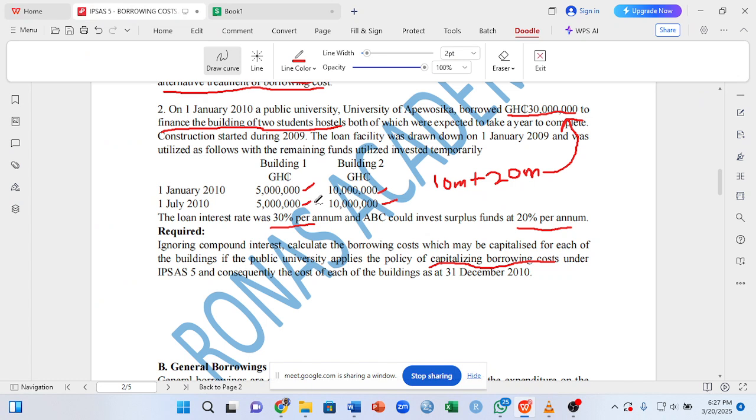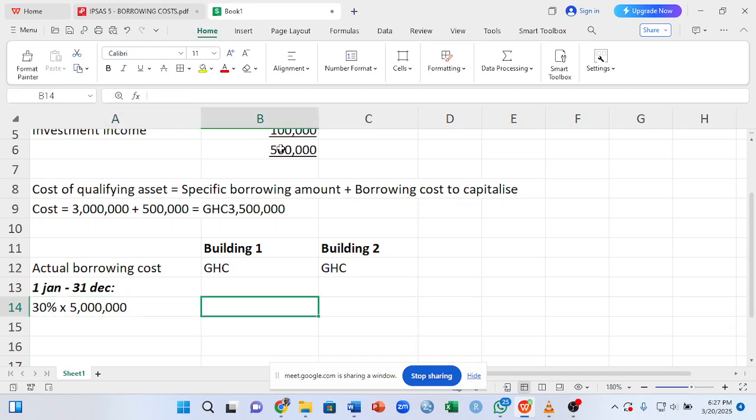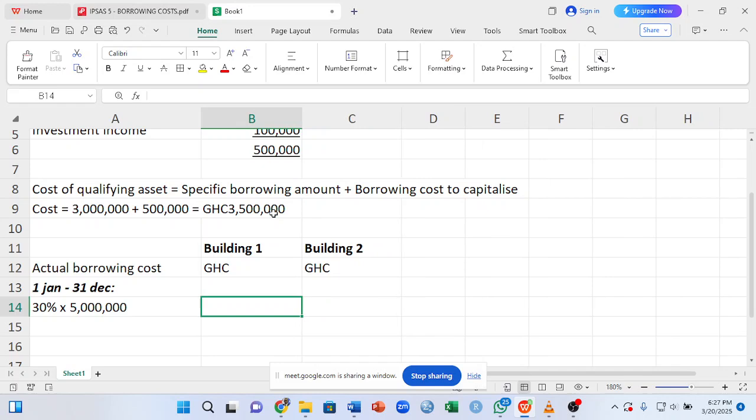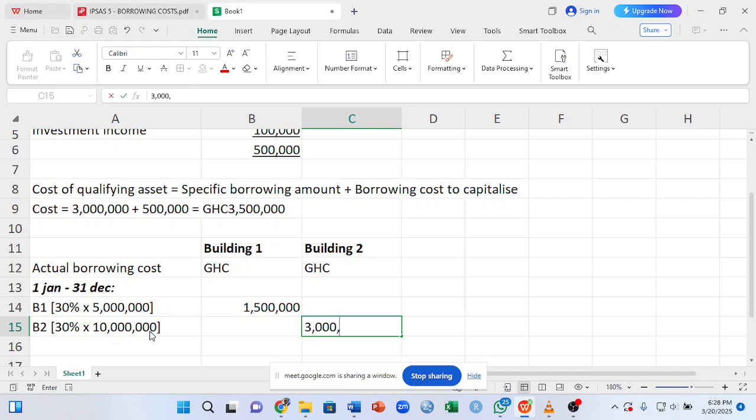So we'll calculate the interest that relates to that. That will be 30% on the 5 million. The number of months is 12 months, so we don't have any worries with that. Let's calculate that. That would be 1,500,000. This one is for building one, B1. Let's do that for building two. Building two will be 3 million. That will be 30% times the 10 million. Building two was 10 million in the question. So that will give us 3 million, right?